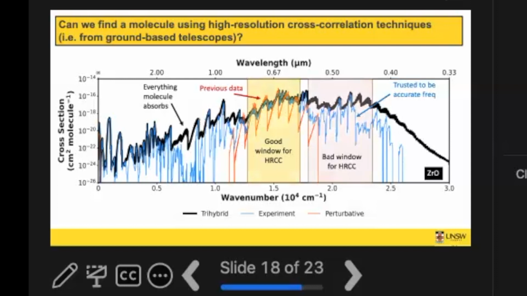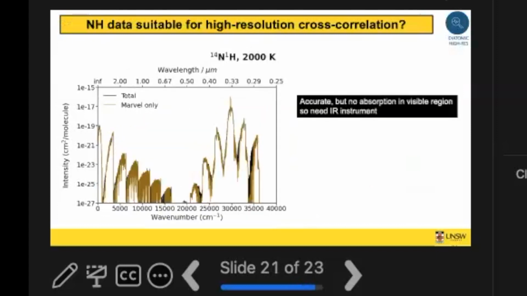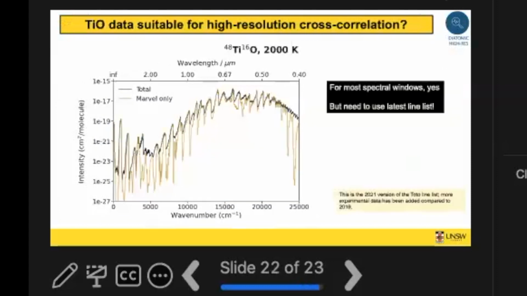But if you're out there in 400 to 500 nanometers, you see how our trusted to be accurate to high frequencies is much below the actual data, the actual line list. That means that I don't trust that to be accurate to that sub-wave number accuracy we need for this high resolution cross correlation. And you can do that for molecules. So this is CH, perfect. NH is perfect, but you can see in the visible region in the middle, there's just no absorption. So you're not going to see this molecule, which is also a problem.